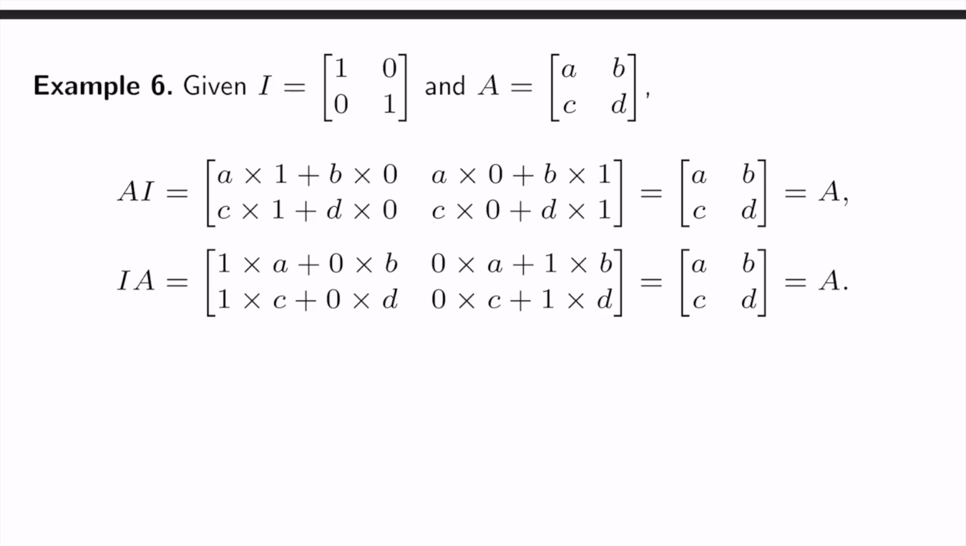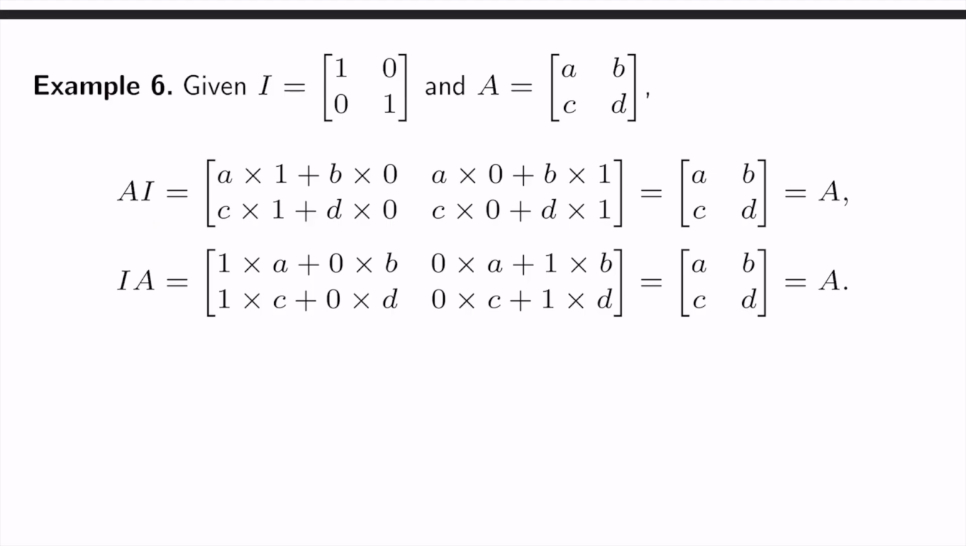Here is an example involving the identity matrix. So we have the identity matrix of order 2 and another matrix, A = [a b; c d]. If we multiply A by I from the right, then we have this and we have this. So the result is A. So A is unchanged by the multiplication of the identity matrix from the right.